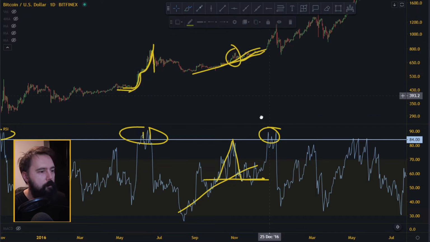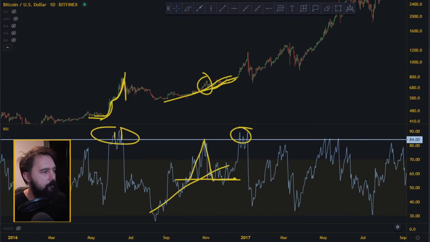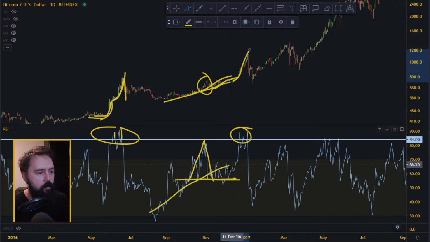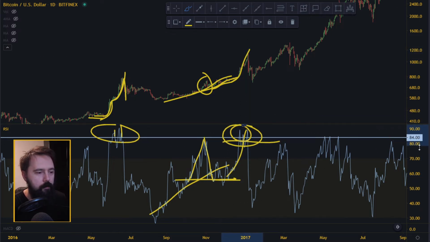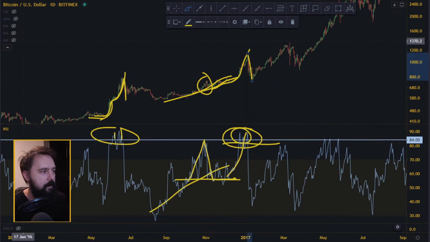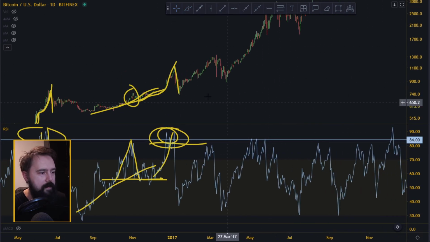It's only on the parabolic moves, like these moves over here, that we actually get above the 84 on the RSI, and we drop back down. And you can see this all over the place, only on the parabolic moves.